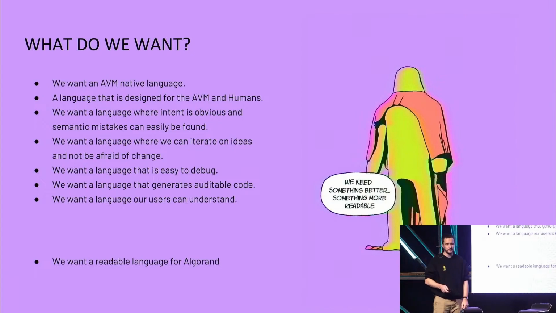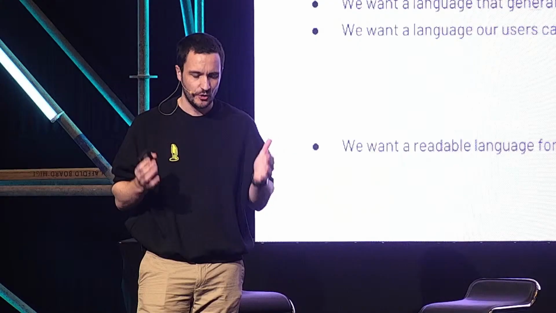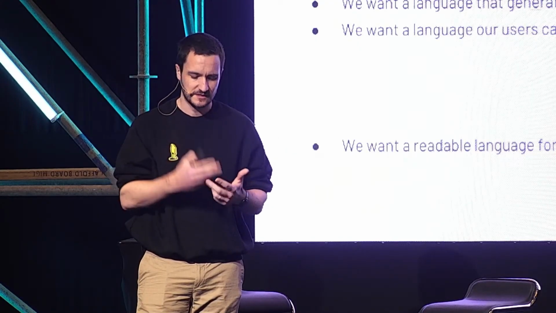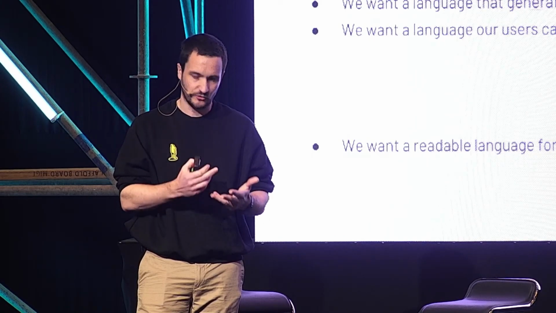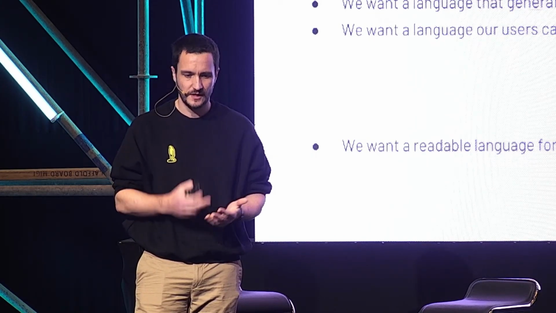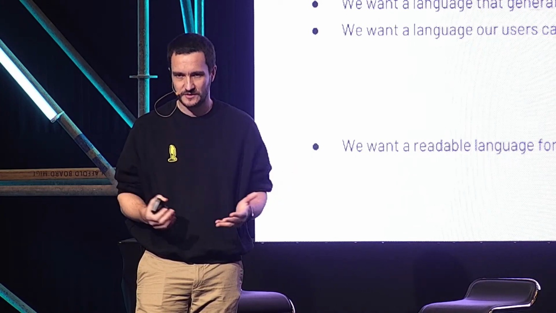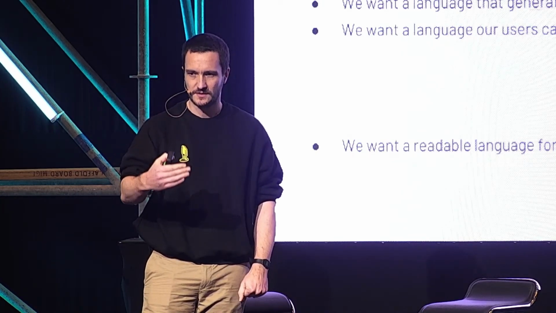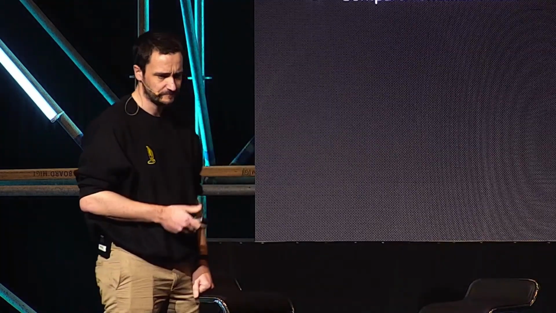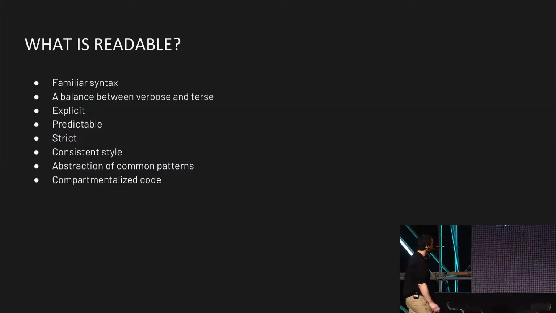Now, when I say readable, readability is in the eye of the beholder. So who are we talking about for readability? It's the developers, it's the auditors, it's the reviewers, so your teammates reviewing your code, and it's the technical users of this ecosystem. If we're writing a protocol, those users should be able to read our contracts and understand exactly what we're doing. So what is readable? To me, readability means this.